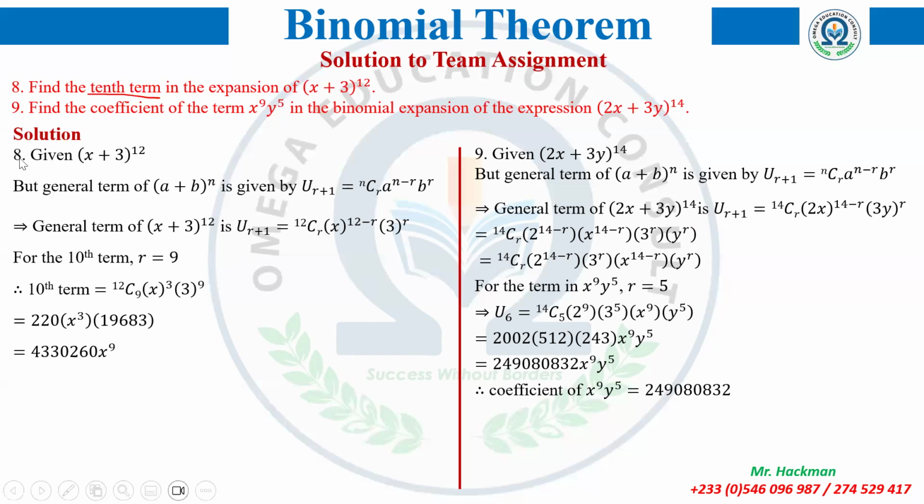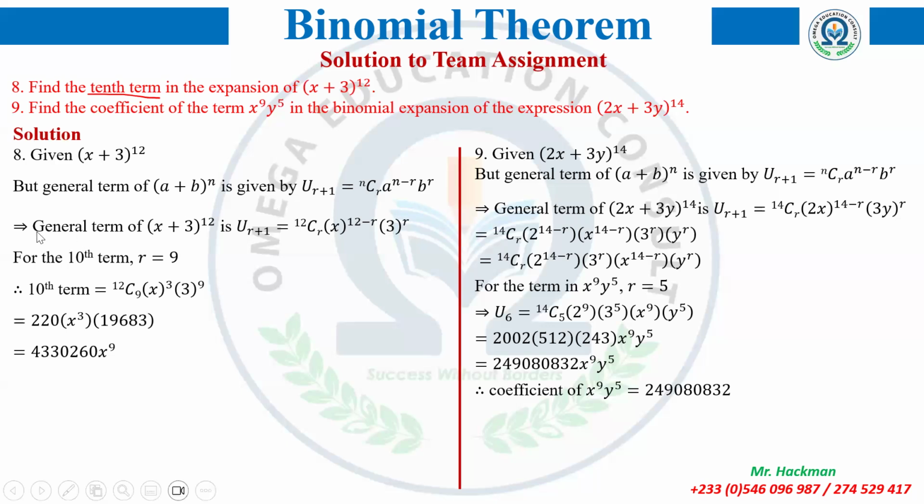So now you write solution after you've underlined the salient part. Then what do we do? The general term of (a plus b) to the power n is given by a formula. So we have U sub r plus 1 is equal to n combination r, a to the power n minus r, b to the power r. You know this formula from our lesson. I think it was lesson 6.